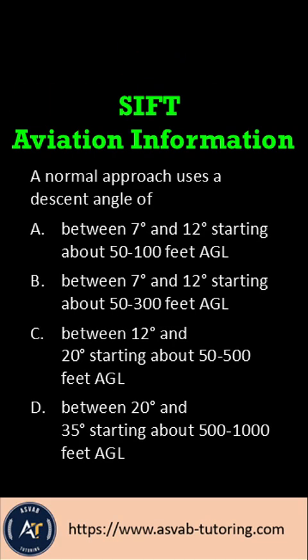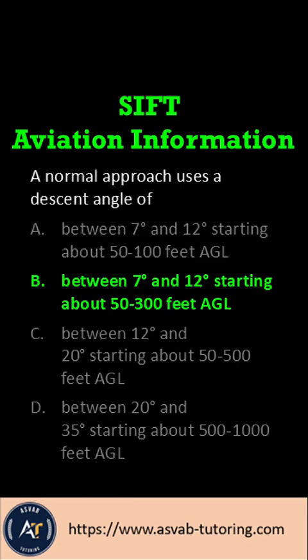A normal approach uses a descent angle of A. Between 7 degrees and 12 degrees, starting about 50 to 100 feet AGL. B. Between 7 degrees and 12 degrees, starting about 50 to 300 feet AGL. C. Between 12 degrees and 20 degrees, starting about 50 to 500 feet AGL. D. Between 20 degrees and 35 degrees, starting about 500 to 1,000 feet AGL. The correct answer is B.